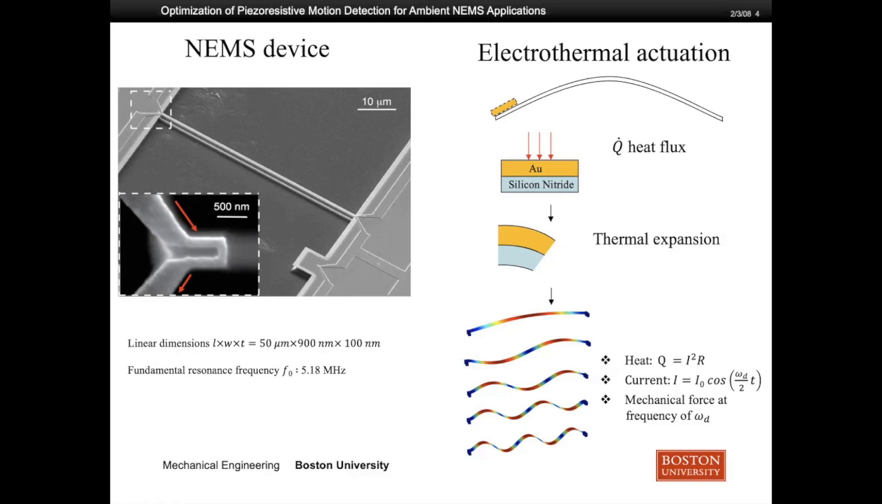When the temperature oscillates periodically at a frequency close to a resonant frequency of the NEMS device, this device can be effectively actuated. Here we show the first 5 actuation mode shapes of this NEMS device. Because the thermal energy dissipated on the beam has a quadratic dependence on the current, in the experiment we use omega d over 2 to actuate the beams. Omega d here represents the resonant frequency of the NEMS device.